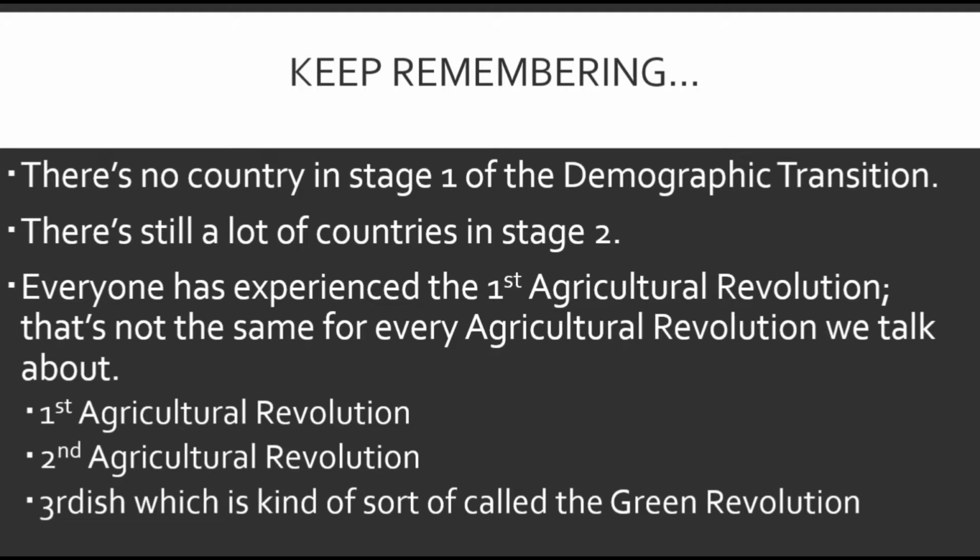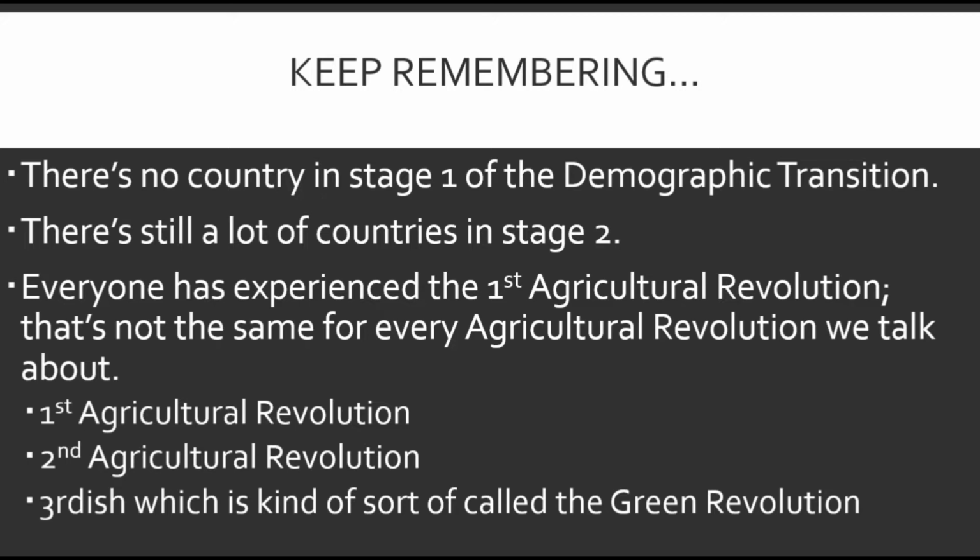There's the first agricultural revolution that we're talking about today. Then we're going to talk about the second agricultural revolution. But before we talk about the second agricultural revolution, we're actually going to talk about something called the Industrial Revolution. And then there's a third agricultural revolution, which is sometimes called the Green Revolution. And for sure, not every country has gone through the third agricultural revolution. Every country has gone through the first, though. Most have gone through the second. And the third one, it varies based on the country. So please, if anything, remember that.